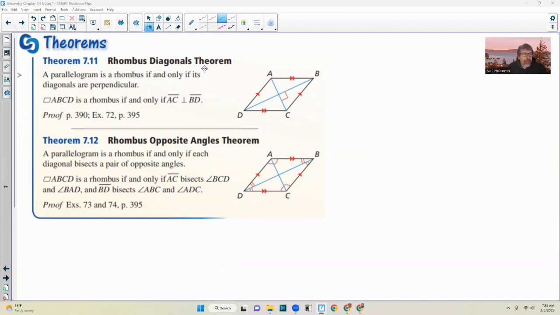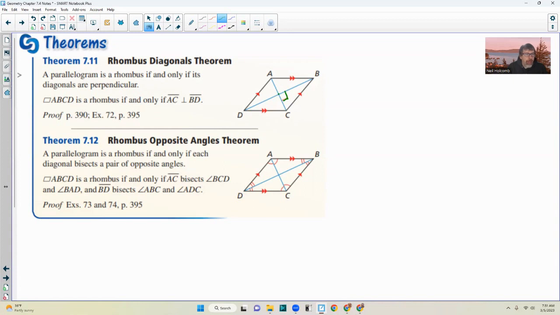Rhombus diagonals theorem. A parallelogram is a rhombus if and only if its diagonals are perpendicular. Okay, so if you have a rhombus and you draw a diagonal AC and you draw the diagonal BD, then the angles in the center are perpendicular. Okay, where they intersect here, all four angles are 90 degrees. The two angle bisectors are perpendicular. So here it says parallelogram ABCD is a rhombus if and only if AC is perpendicular to BD. The diagonals are perpendicular.